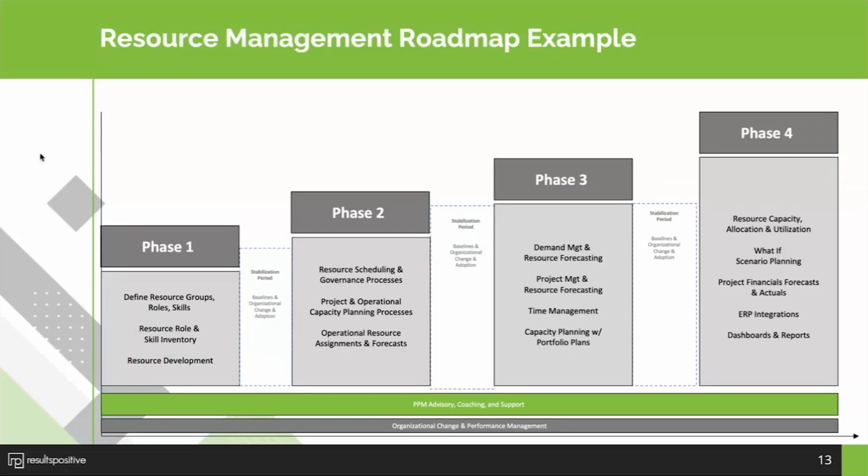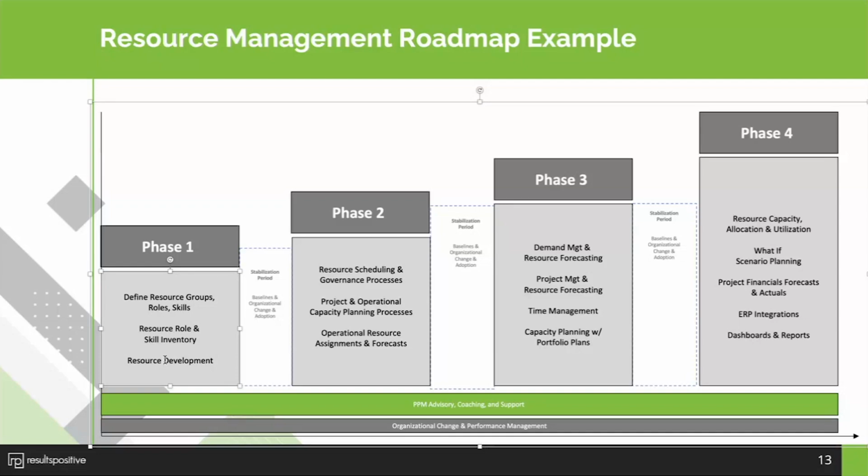Next, I have one here from a resource management roadmap perspective. And this one's looking at resource management from just the ground level. So say resource management, ultimately you want to make sure you identify your goal, your groups, your roles and your skills, understand what inventory you have in the organization. You might do resource development activities. So these are things outside of the system that you would do.